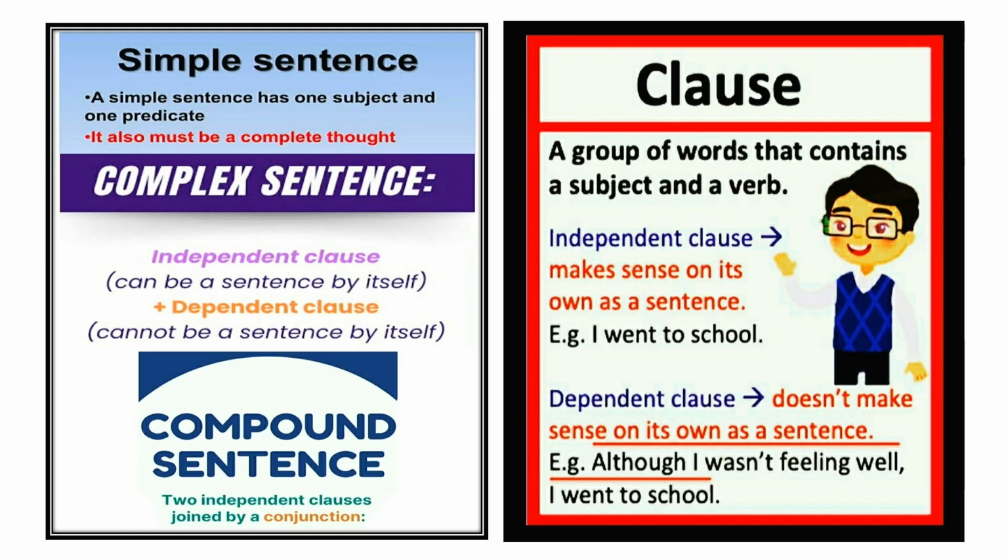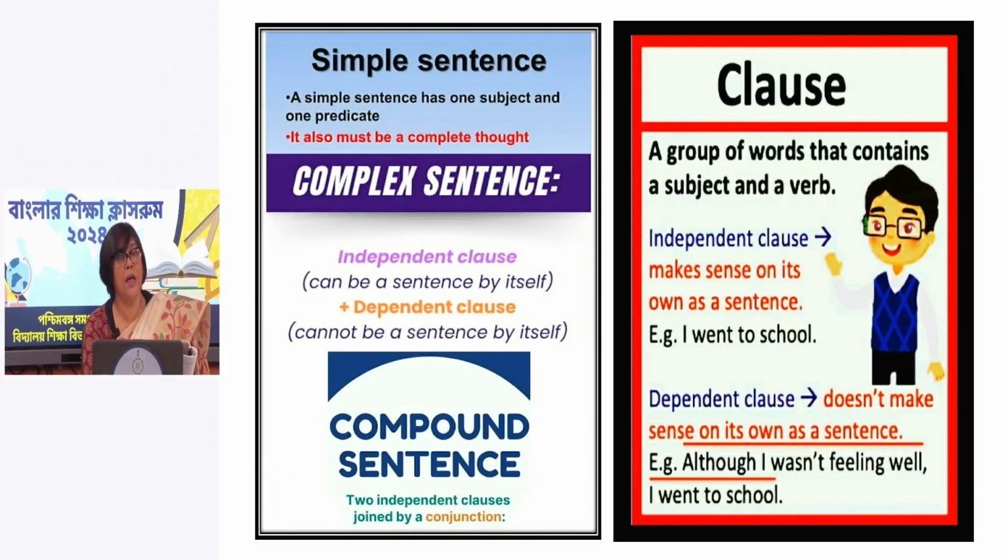An independent clause is when a sentence makes sense on its own. For example, I went to school. But a dependent clause is a clause which cannot exist without the previous clause. It depends on the previous clause to make its meaning clear. So in the second sentence, "Although I wasn't feeling well, I went to school", this "although I wasn't feeling well" is a dependent clause because it depends on the sentence "I went to school".